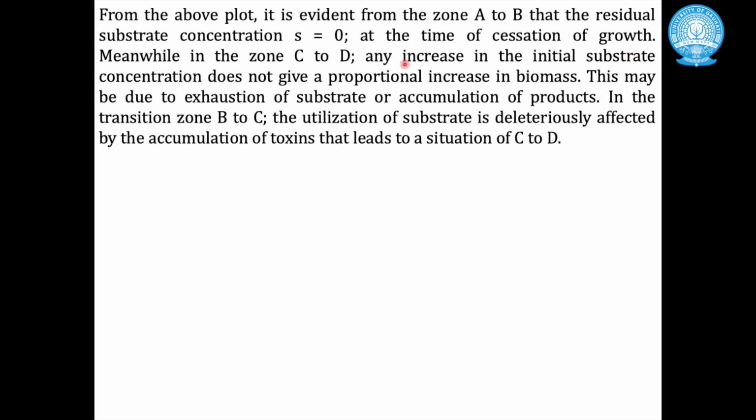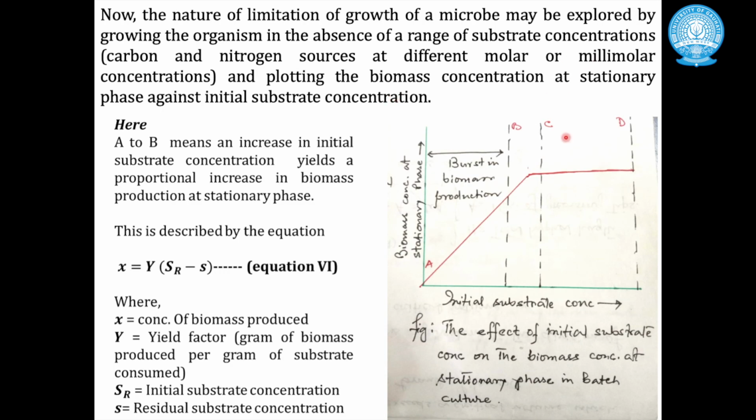Meanwhile, in the zone C to D, any increase in initial substrate concentration does not give a proportional increase in biomass. This may be due to exhaustion of substrate or accumulation of products. In the transition zone B to C, the utilization of substrate is deleteriously affected by the accumulation of toxins. So here between C and D, this is because of accumulation of toxins, which are nothing but the secondary metabolites produced by the microorganism in culture during their growth, and this attains such an extent that it does not allow the further growth of the microorganism.